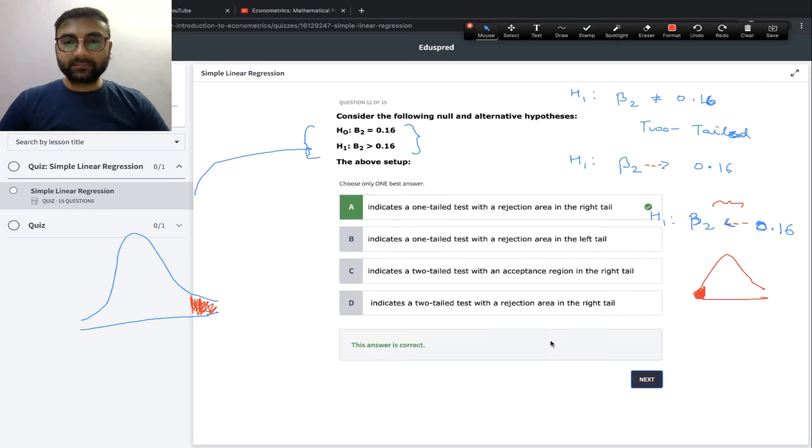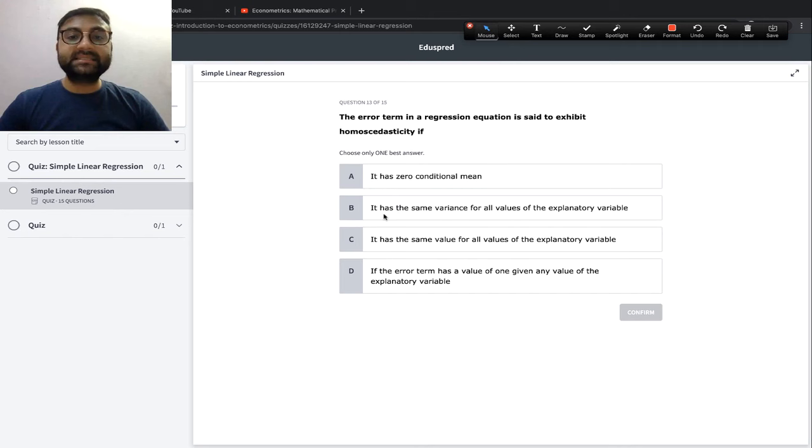The error term in a regression equation is said to exhibit homoscedasticity. So basically, they are asking you the definition of homoscedasticity. Part number A is it has zero conditional mean. Part number B is it has the same variance for all values of the x variable. Now see, this is also one of the terms that we have for the x variable. So we can have independent variable, we can have regressor. I'm saying this again and again: you should be familiar with all these terms. So you can also call it independent variable, or you can also call it regressor. There are multiple terms and you should know all of them.